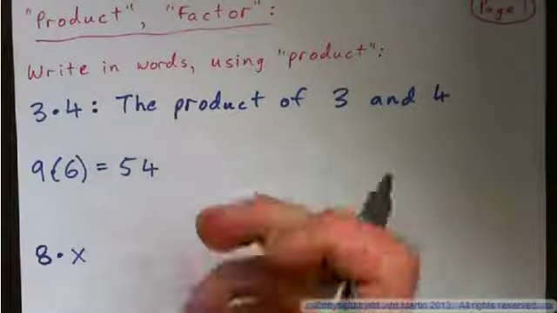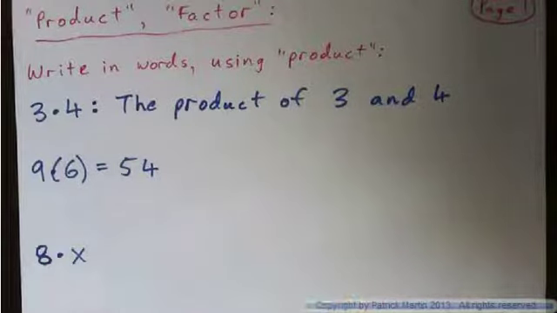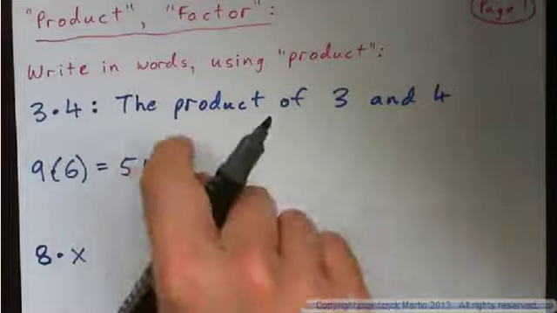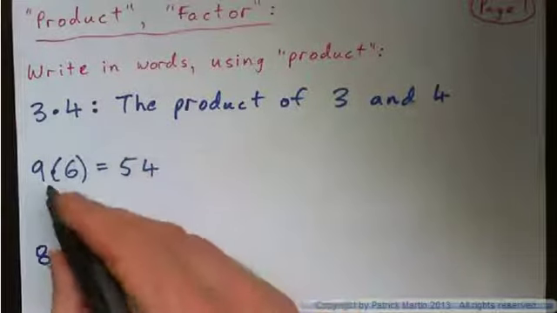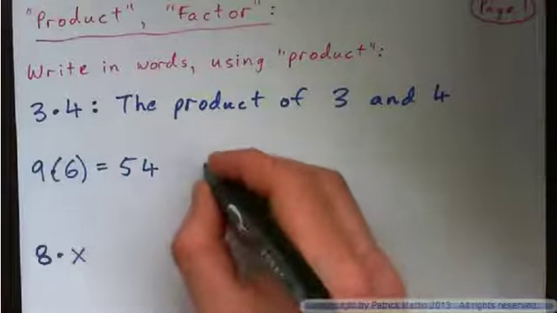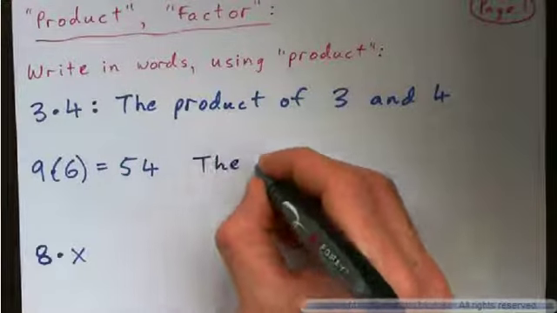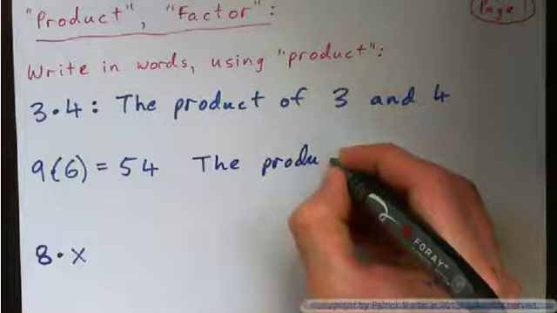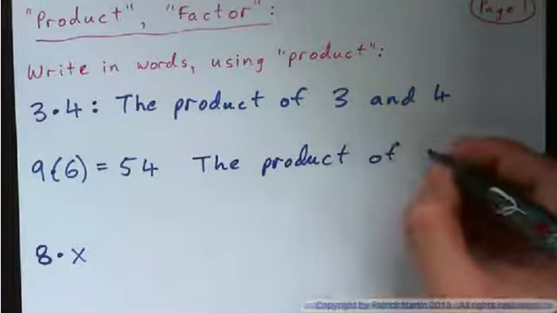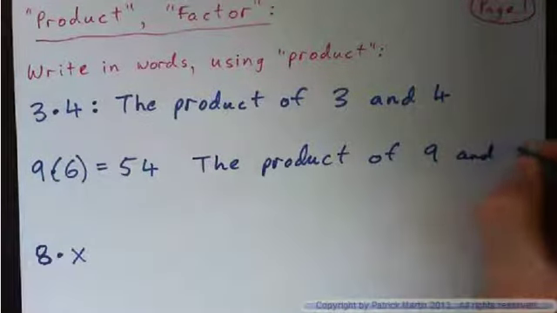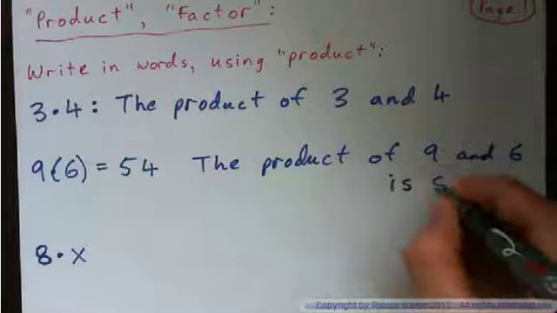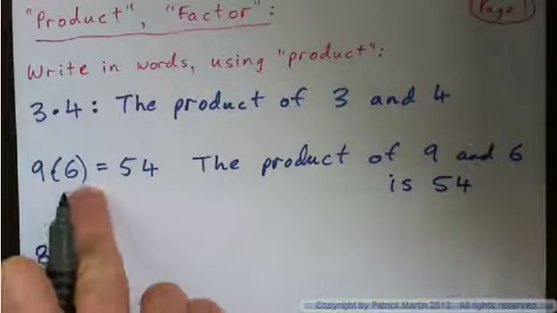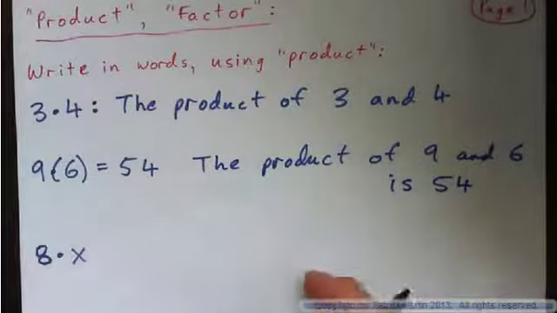Product is the answer to a multiplication problem. You usually don't have it all by itself like that. Usually it's, 9 times 6 equals 54 would be the product of 9 and 6 is 54. So product is the answer to a multiplication problem.